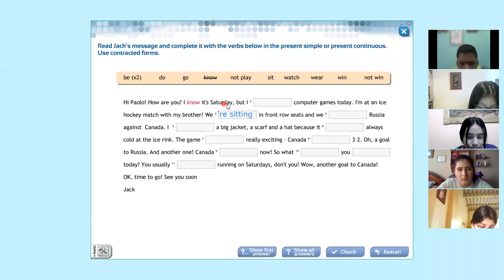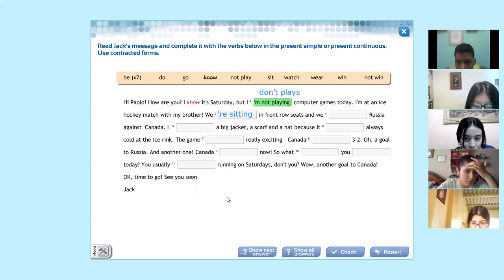I know Saturday, but I don't play computer games today. Okay, but "I don't play" in this case, really. I don't play or I'm not playing? What is the correct one? I'm not playing. That is the correct one. I'm not playing computer games today. Be careful with the errors in this case, really.